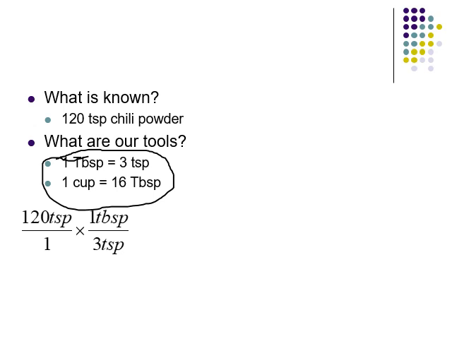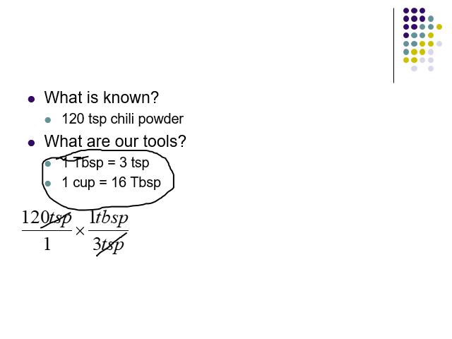Some people like the one on the bottom, some people don't. It doesn't matter. So 120 teaspoons, so I'm taking that first conversion that there's 1 tablespoon for every 3 teaspoons. And again, the magic of this is that the teaspoons cross-cancel, leaving us with the unit of tablespoons. But we don't want the unit of tablespoons. We want the unit of cups.